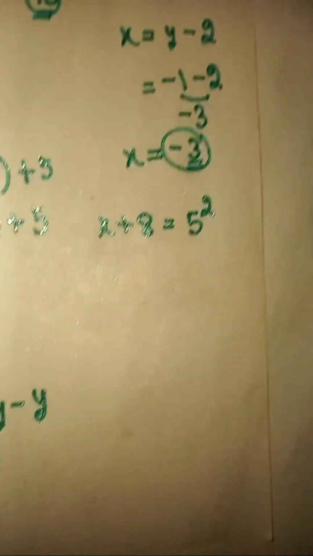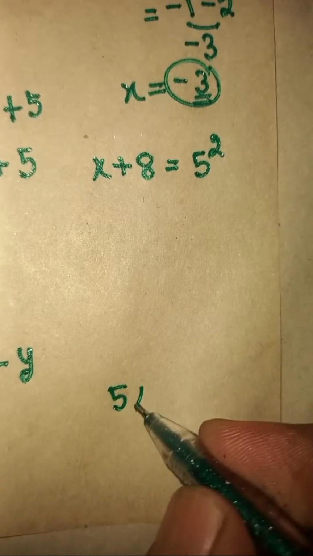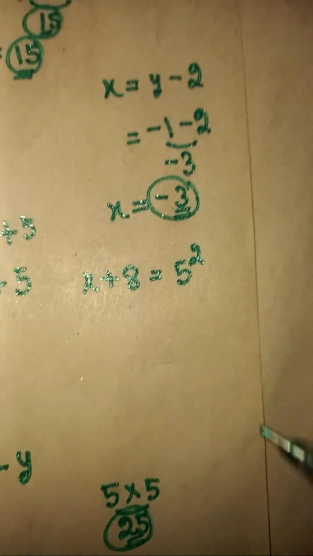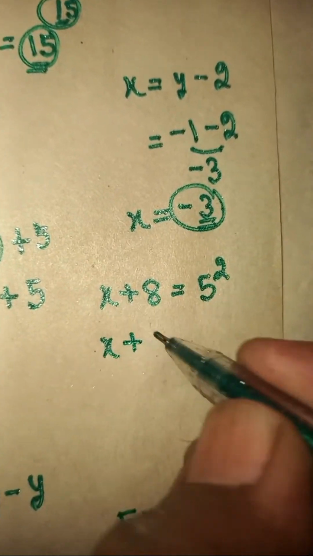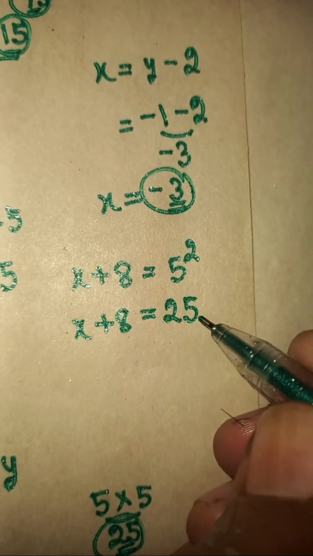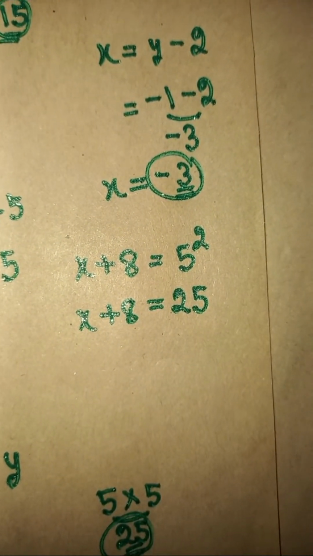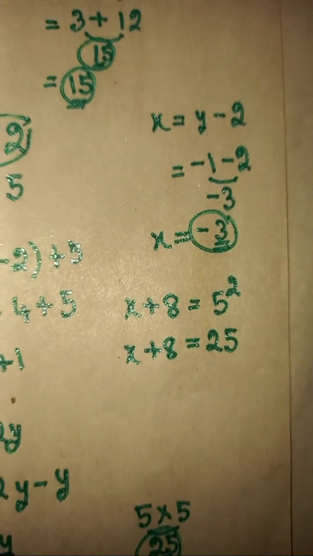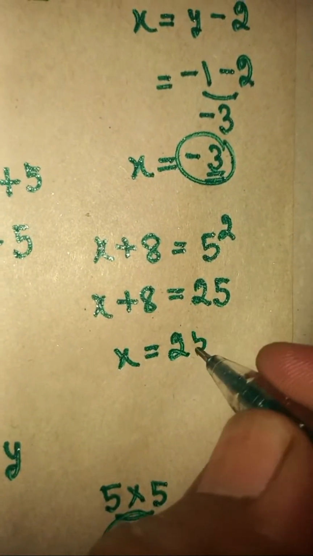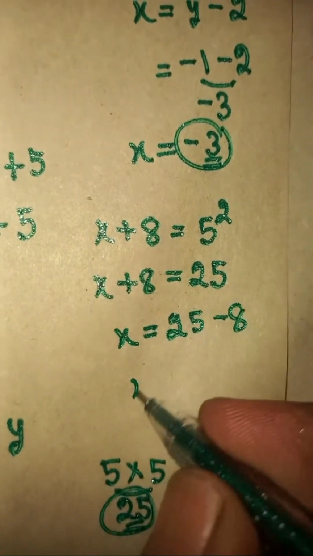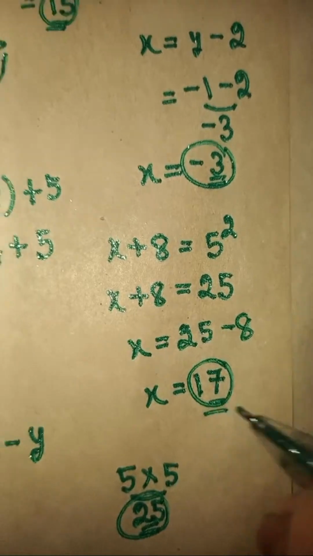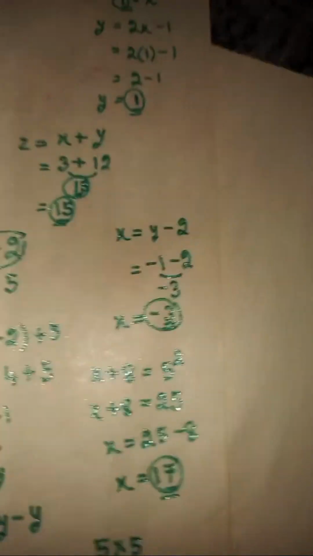Now you need to find out 5 square. 5 times 5 is equal to 25. So this one is going to become x plus 8 equal to 25. Now send this 8 to this side, it becomes minus 8. Now you're going to get x equal to 25 minus 8. x equal to 25 minus 8 is 17. So x equal to 17.